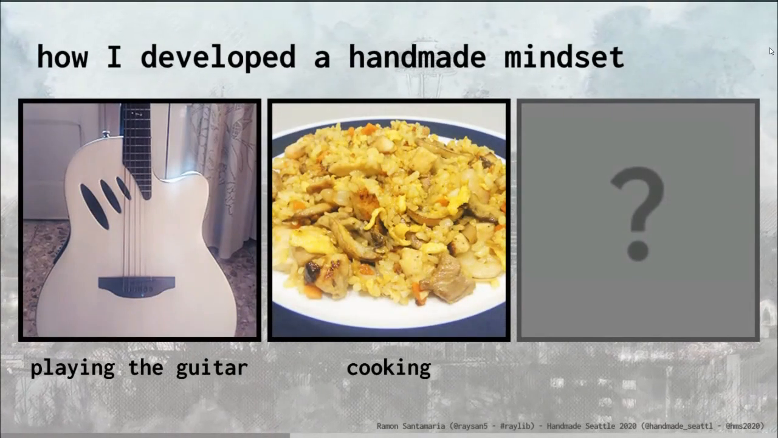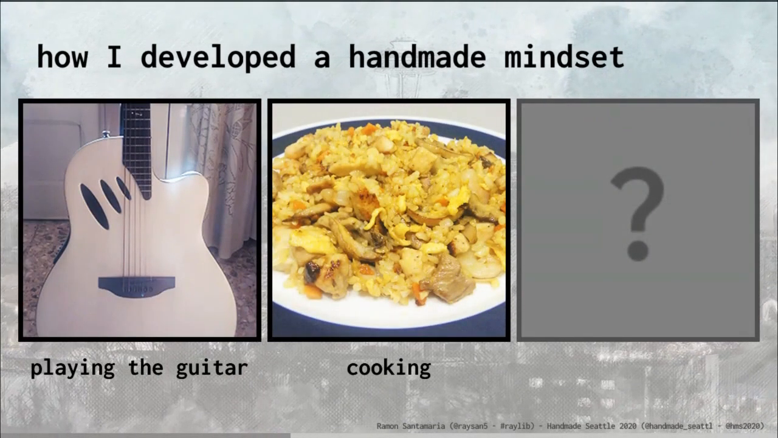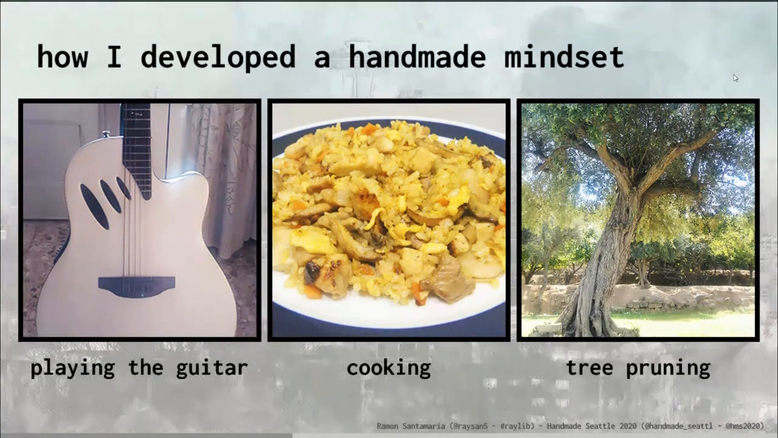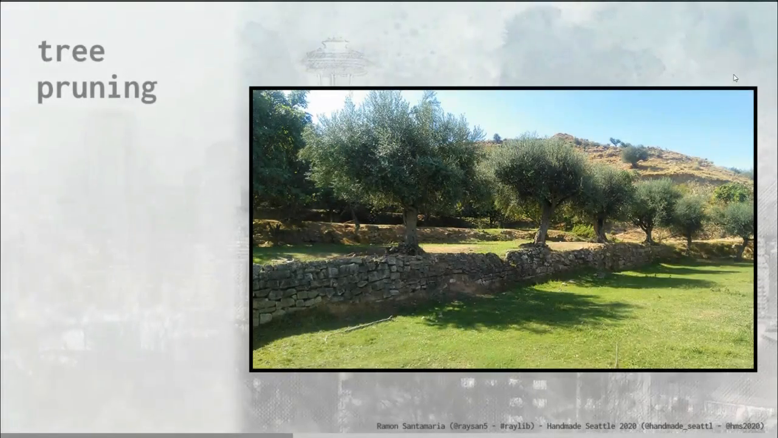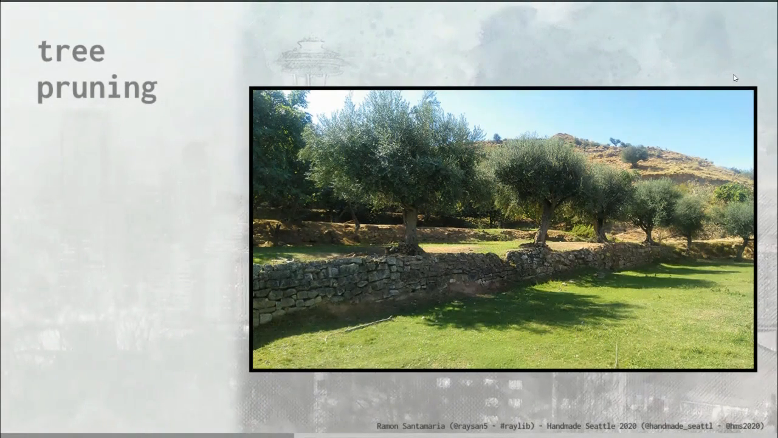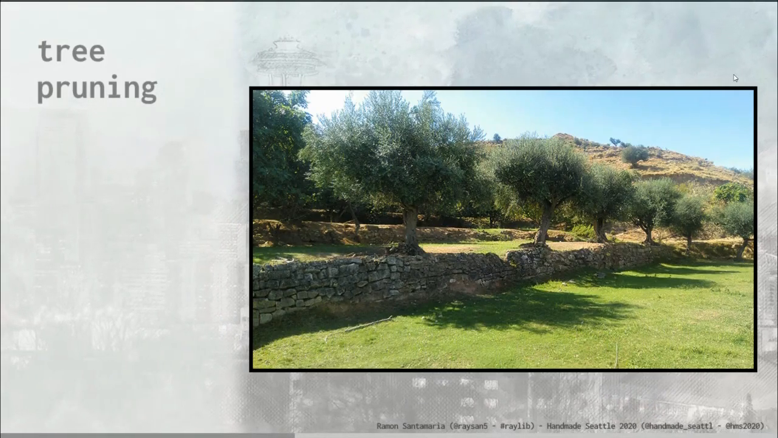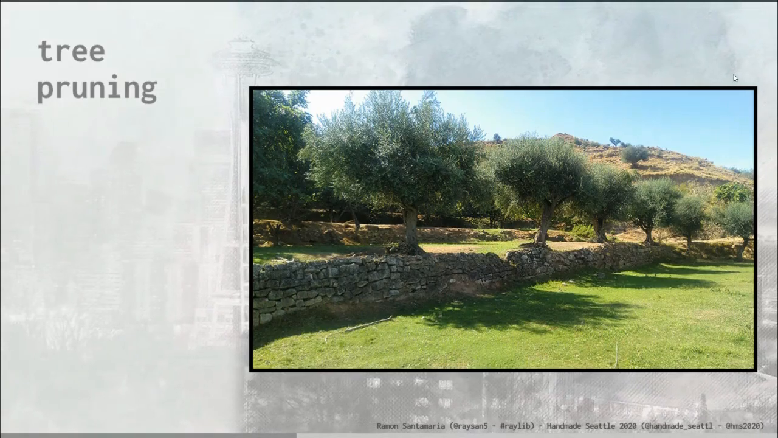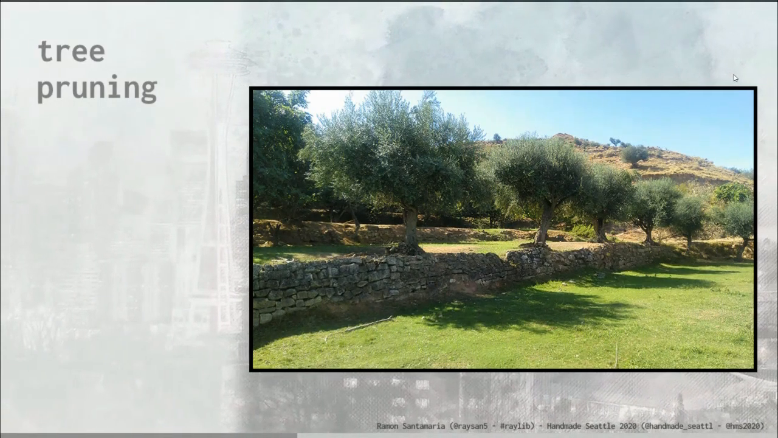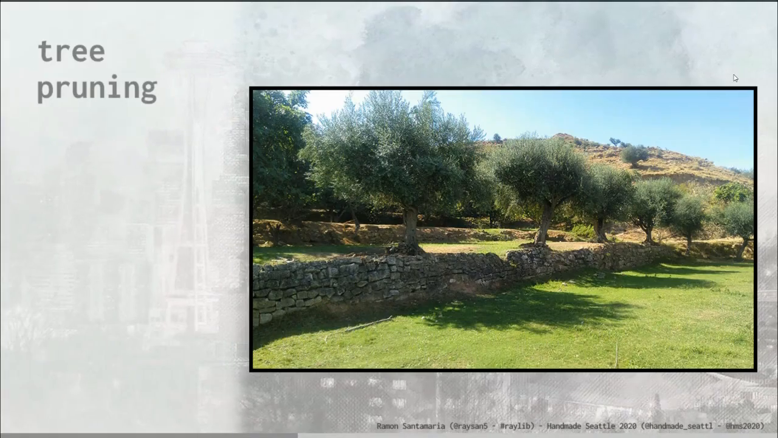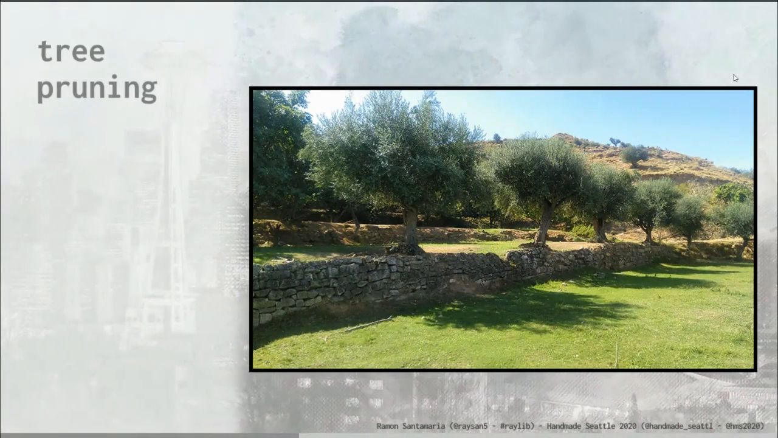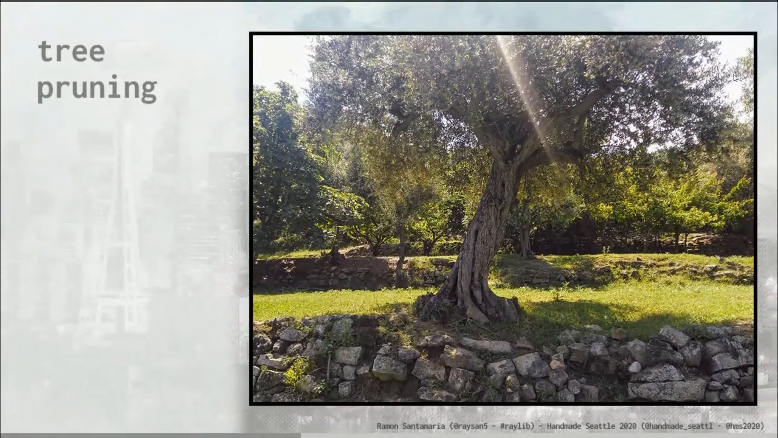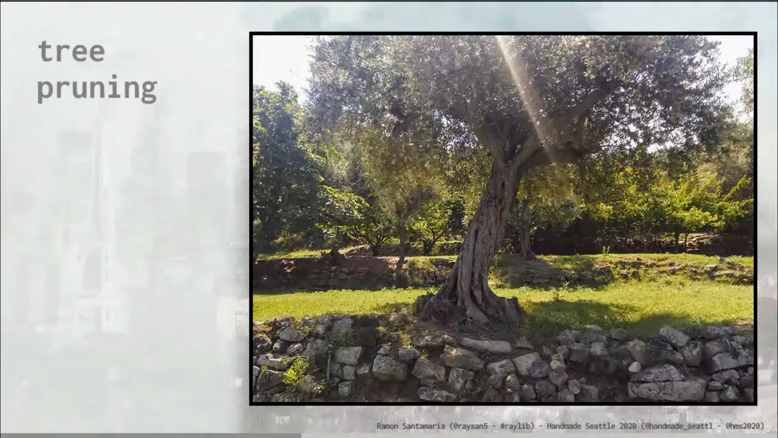And finally, the third activity, probably the least common one, is tree pruning. So, in my hometown, I have a small piece of land with several trees. I have fig, apricot, persimmon trees that maybe you can see in the background, but most of the trees are olive trees. Olive trees are just amazing. They can live more than 1,000 years with minimum care, actually.